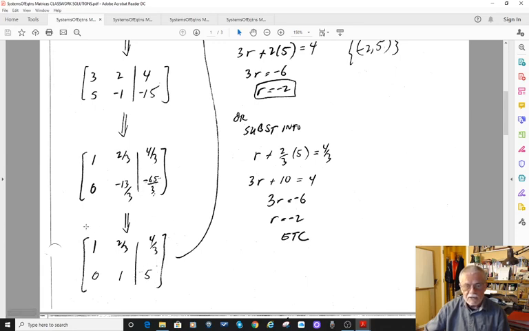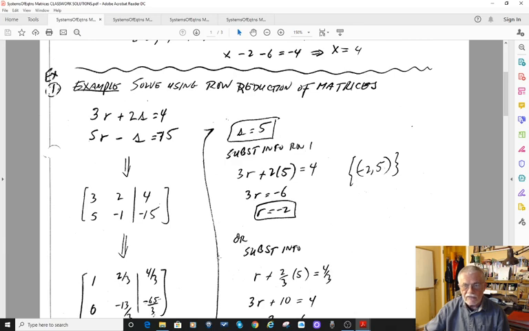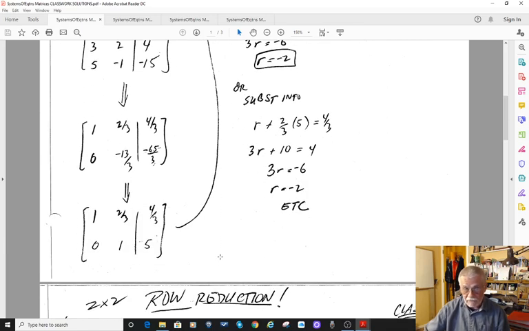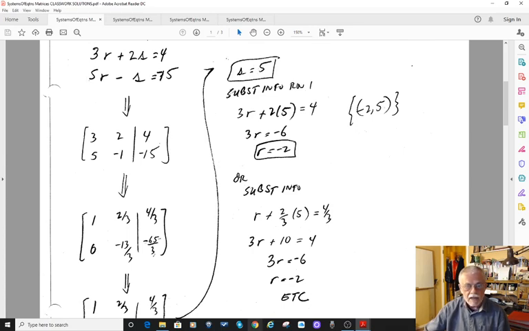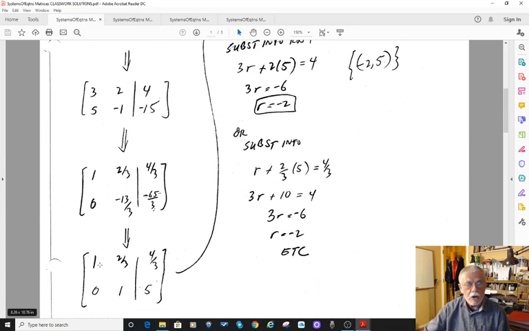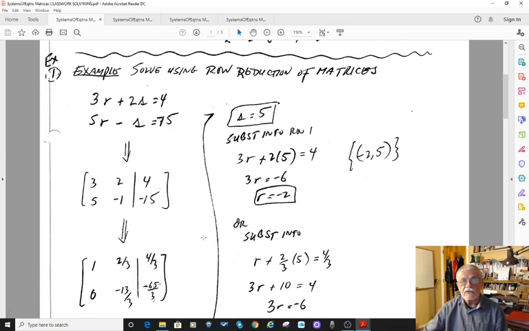So now this matrix is in row reduced echelon form. The main diagonal is a 1. Below it I have zeros. And then what we're going to do is transform this, going back to the world of variables. This becomes s equals 5. And this equation is r plus 2/3 s equals 4/3. So I'm then going to substitute in.